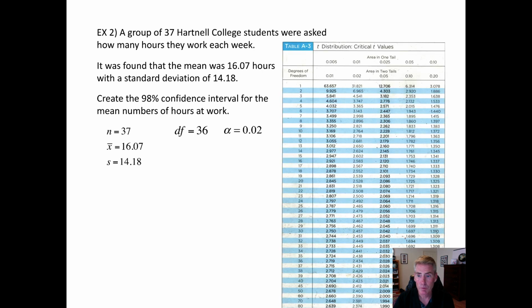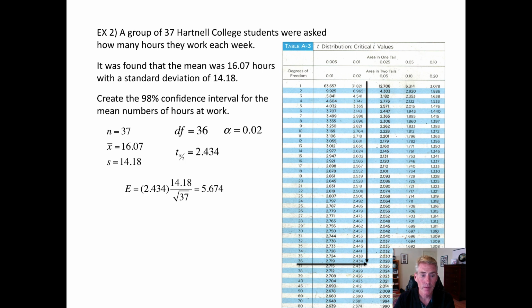And now, where did I put that table? Oh, here it is. Table A3. So we're going to be using 0.02, so go down this column right here. And then degrees of freedom is 36, so go across this row right here. And the critical value is 2.434.